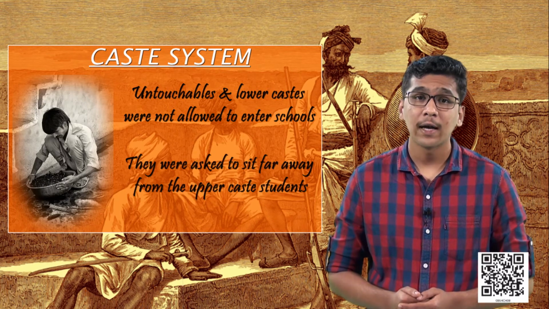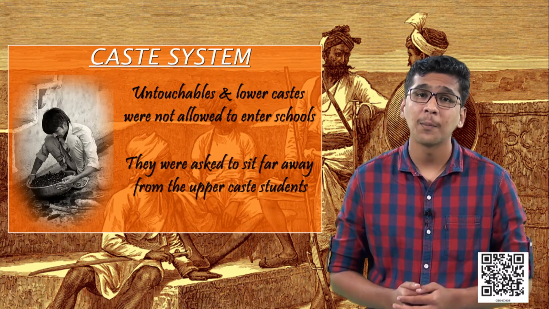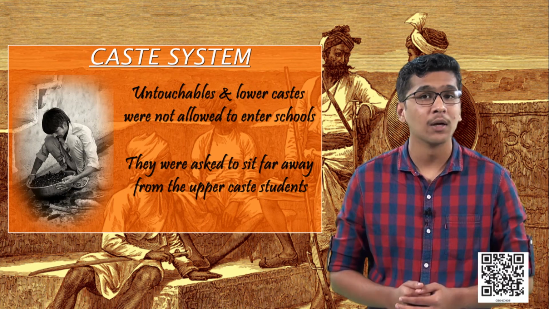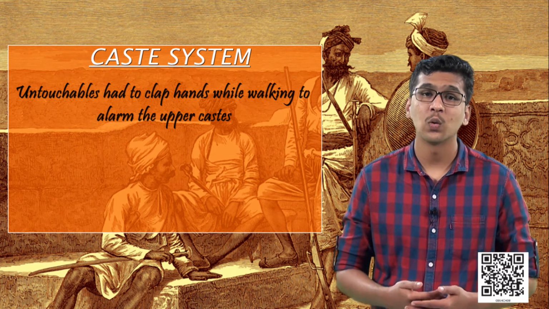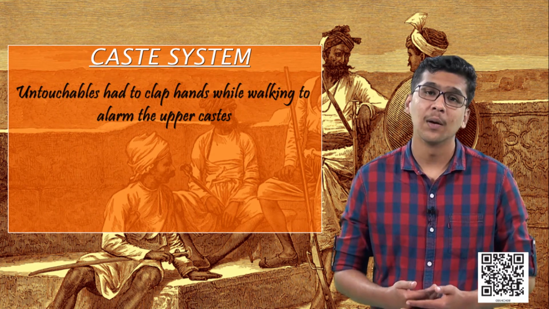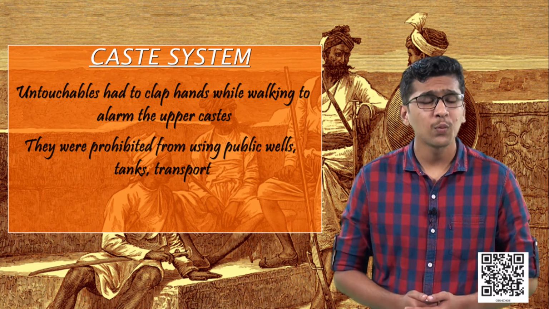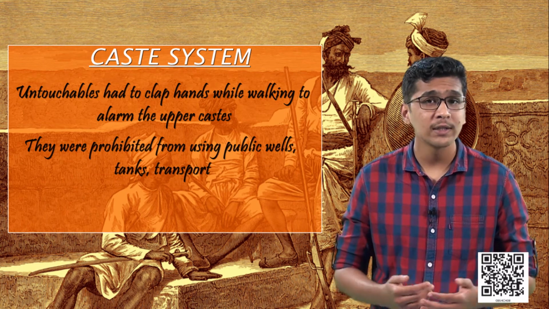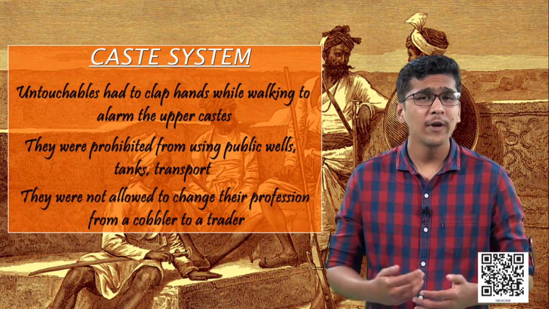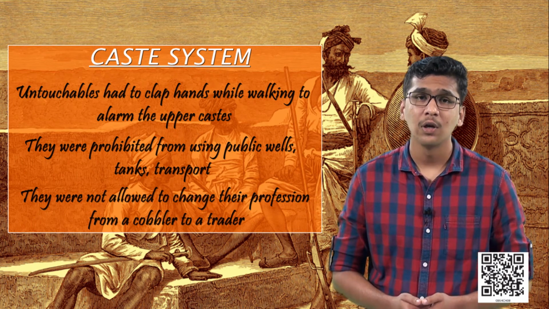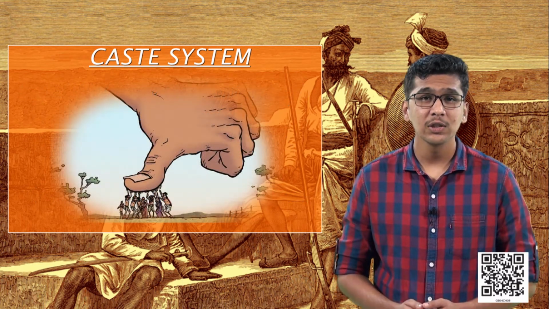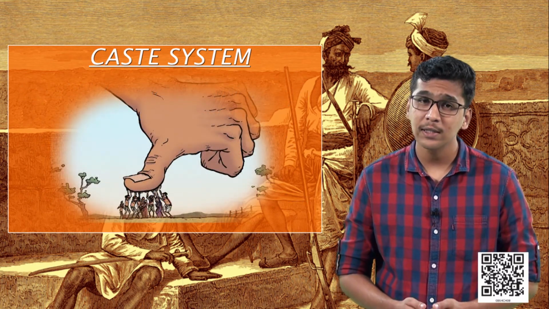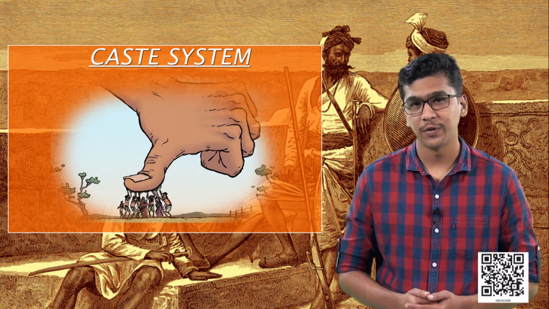Instead, they were asked to sit far away from the upper caste students who would otherwise become polluted. As you studied in class 7, the untouchables had to clap their hands while walking on the road to alarm the upper castes. They were also prohibited from using the public wells and transport. They were not allowed to change their profession from a cobbler to a trader. All these discriminations and bias against the lower castes continued for hundreds of years.